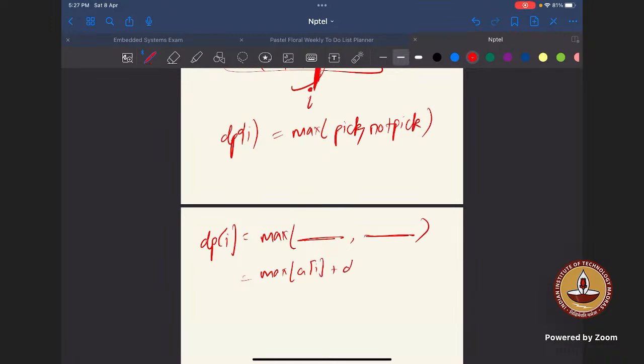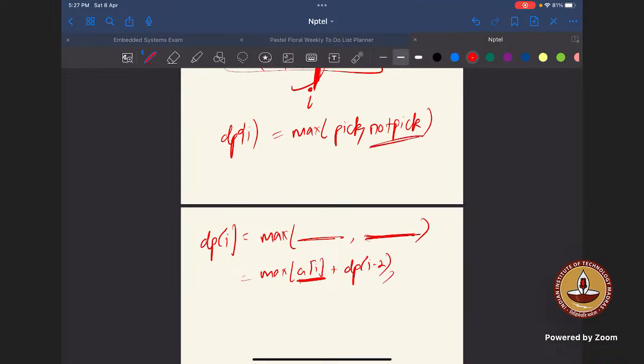Now can I do dp of I minus 1? No, I cannot do dp of I minus 1 because I've picked the ith element. So I cannot pick, because dp of I minus 1 will also comprise of picking the I minus 1th element, right? So we cannot do that. So what we will do, instead of dp of I minus 1, we will do dp of I minus 2. Okay, and comma not pick case.